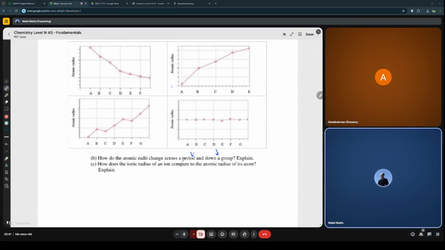So we say it decreases from left to right because the greater nuclear charge attracts the valence electrons more. Right? Yep. Okay.